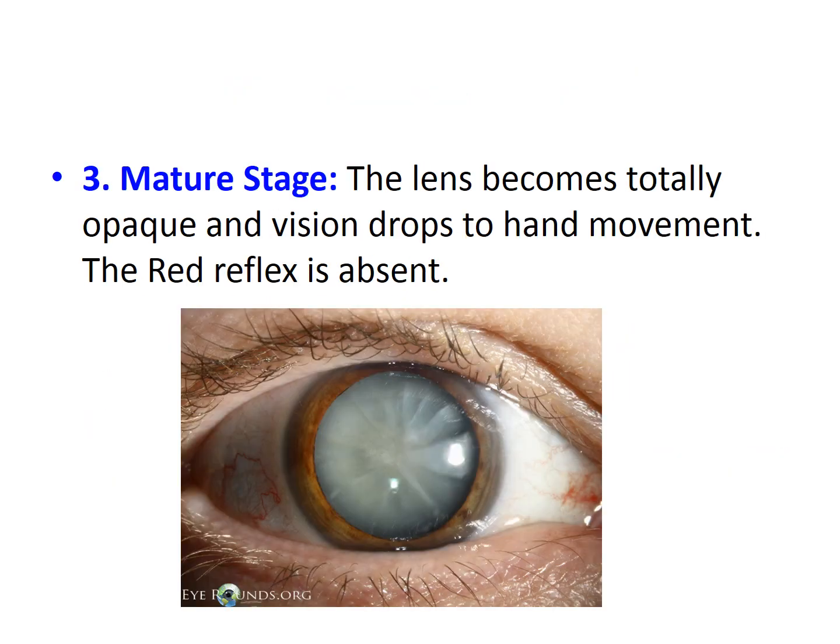The mature stage, in which the lens becomes totally opaque and the vision drops to hand movement, the red reflex is completely absent. So this is mature cataract.